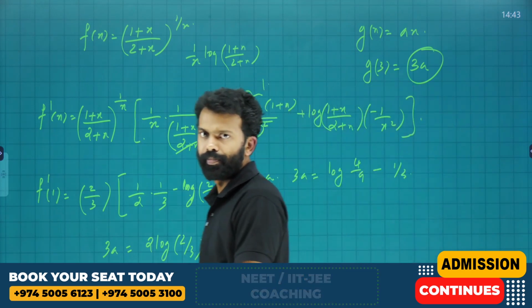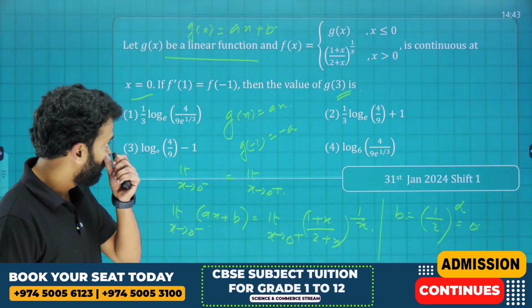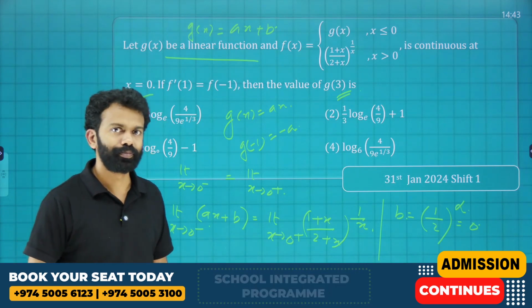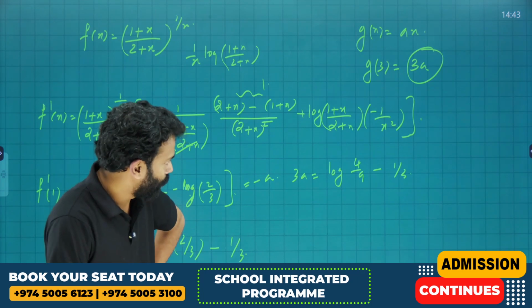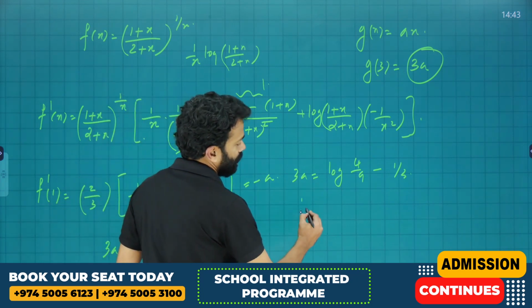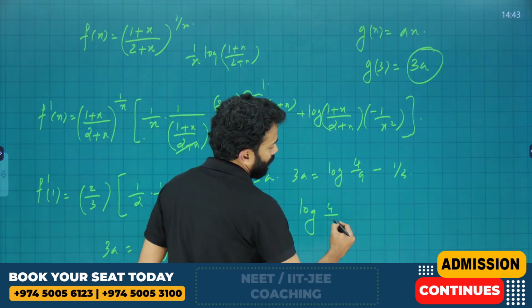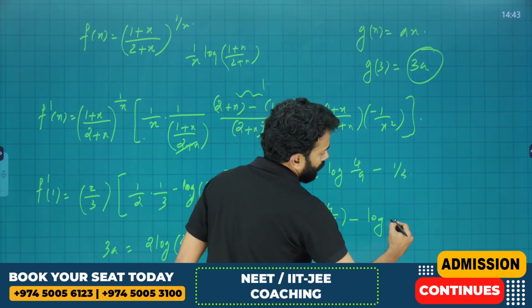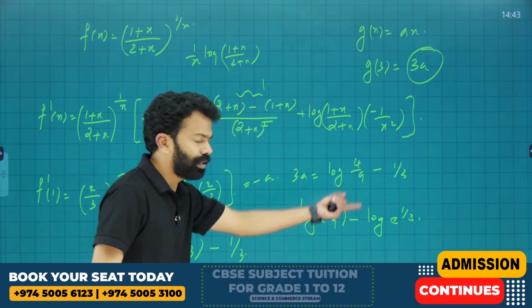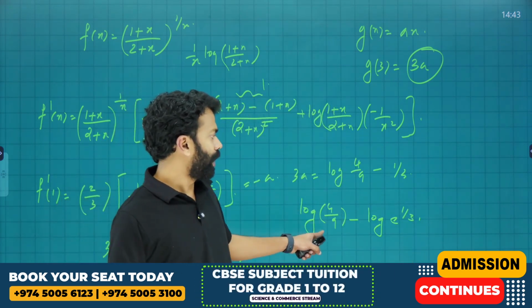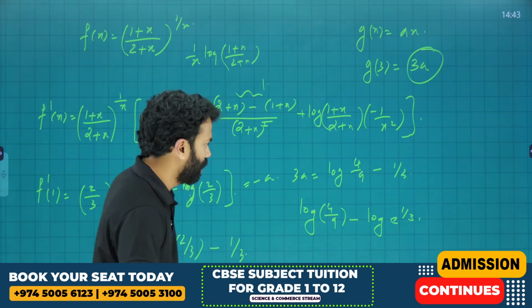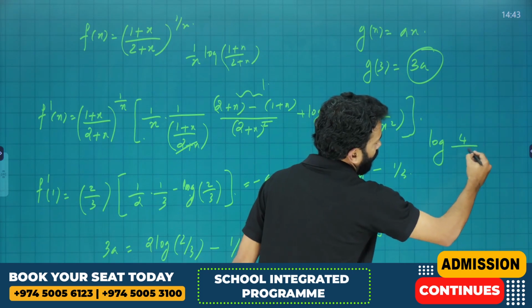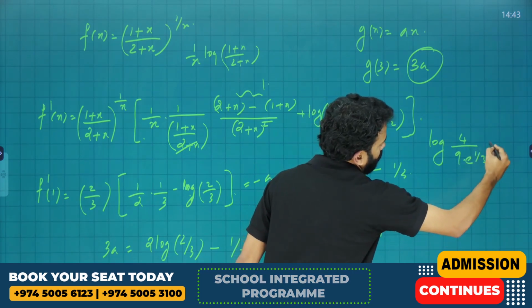But is that in the option? That's not in the option. So what are we going to do here? So let's do one thing, that is log 4 by 9 minus this 1 by 3 can be written like this, right? That is log e raised to 1 by 3, that is equal to 1 by 3. What is log a minus log b? That is log a by b. Just check if it is an answer or not. It will be log of 4 by 9 into e raised to 1 by 3.